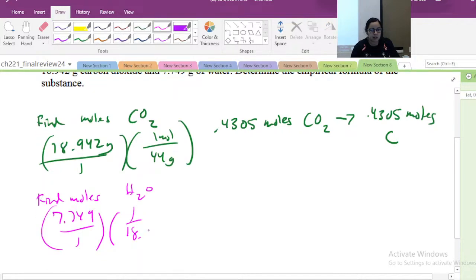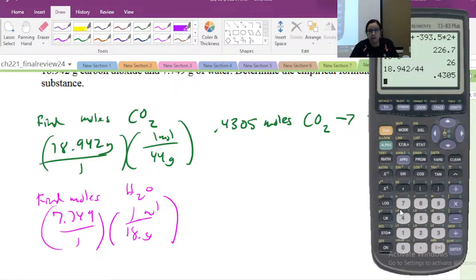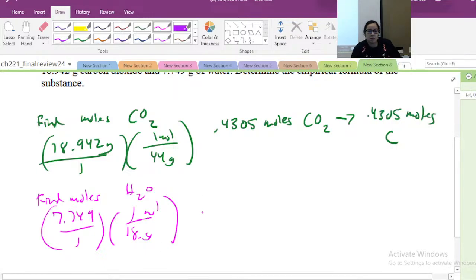So find moles of water, divided by about 18 grams per mole. You guys can add more sig figs. And so we actually get the same number, 0.4305 moles of water as well. But then what was the trick of that one? How did that translate to moles of hydrogen? What was the key there?